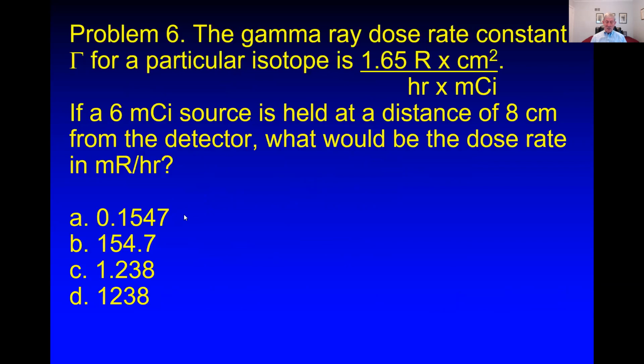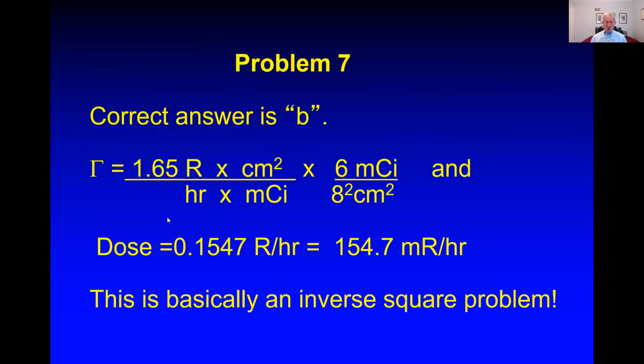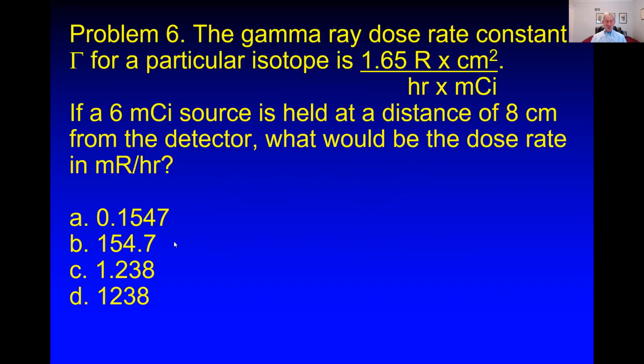Now, let me back up. There's that answer right there. It's a wrong answer because I didn't ask for R per hour. I asked for MR per hour. So we have to take this number and convert it from R to MR, we have to multiply by 1,000 because a millirem is 1,000th of a rem. And so 154.7 is choice B, and that will be your correct answer.